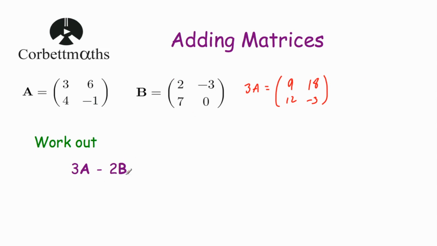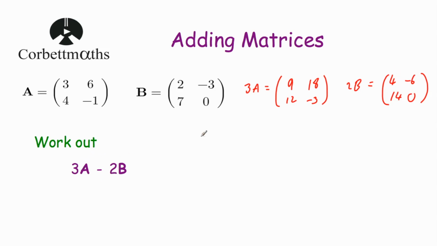Now it'd be quite useful if we knew what 2B was. So we've got B, now let's find 2B. 2B is equal to, and that just means multiplying all the elements by 2. So multiplying these numbers by 2 would be 4, negative 6, 14, 0. So we now know that 3A is equal to 9, 18, 12, negative 3, and 2B is equal to 4, negative 6, 14, 0.